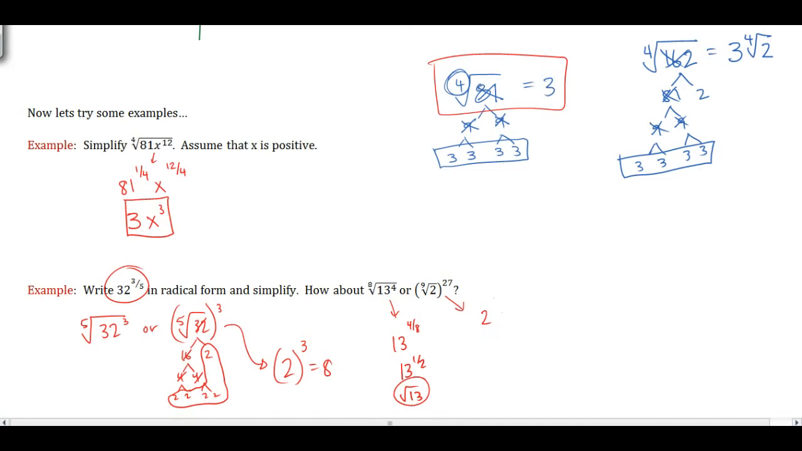This is 2 to the 27/9, which is 2 to the 3rd, which is 8. So that was just a fancy way of saying 8. All right, let's let you have one, and then I'll see you after the commercial break.